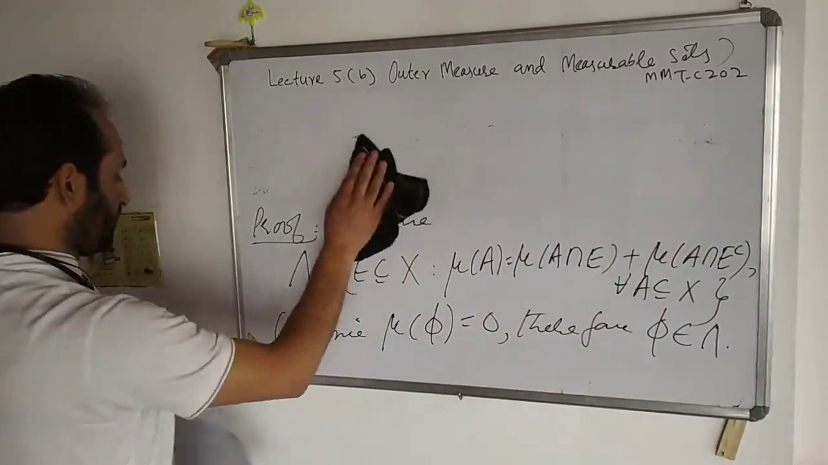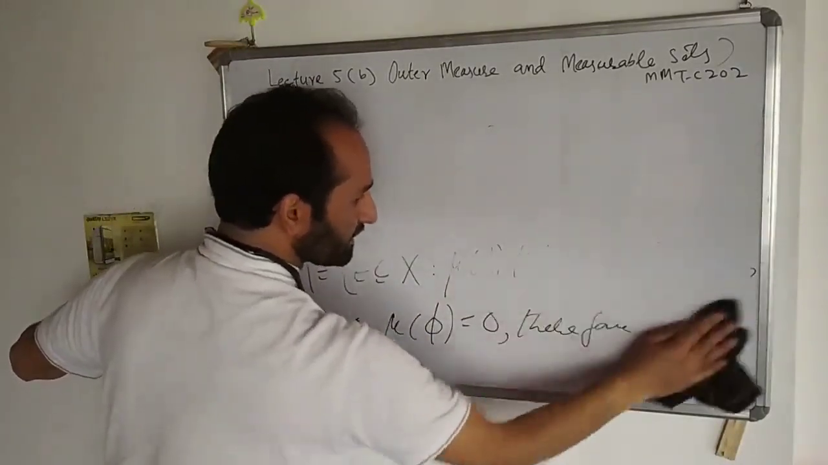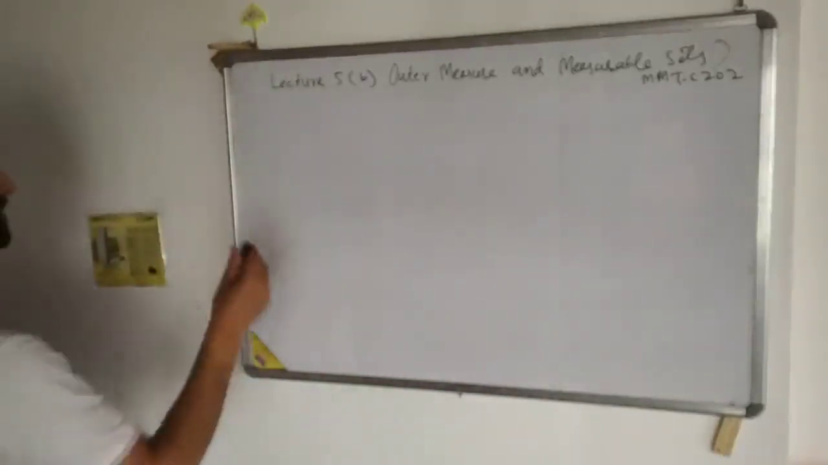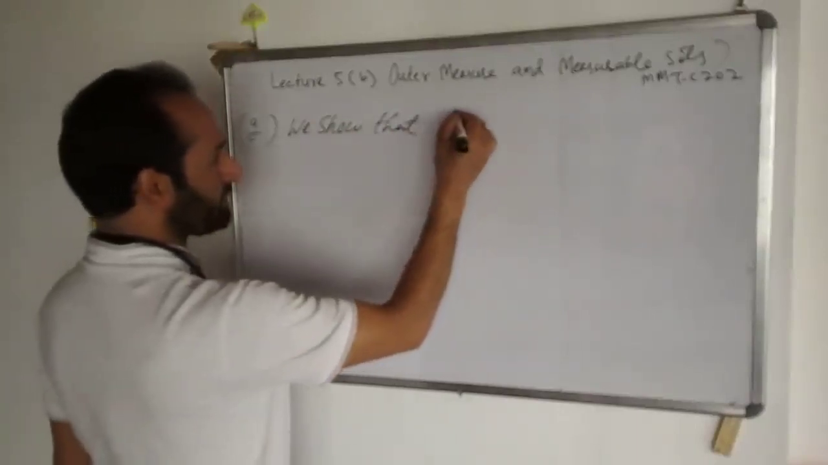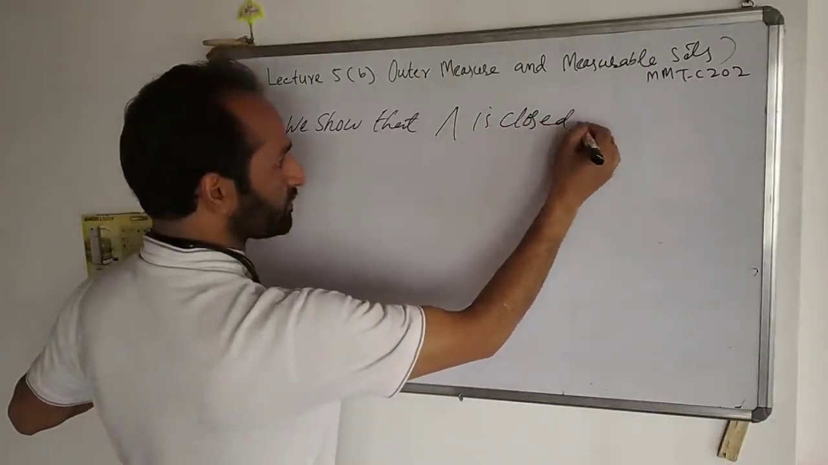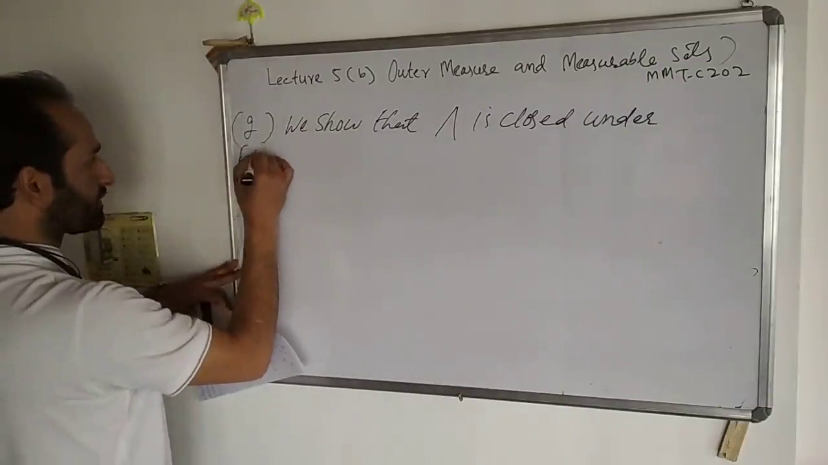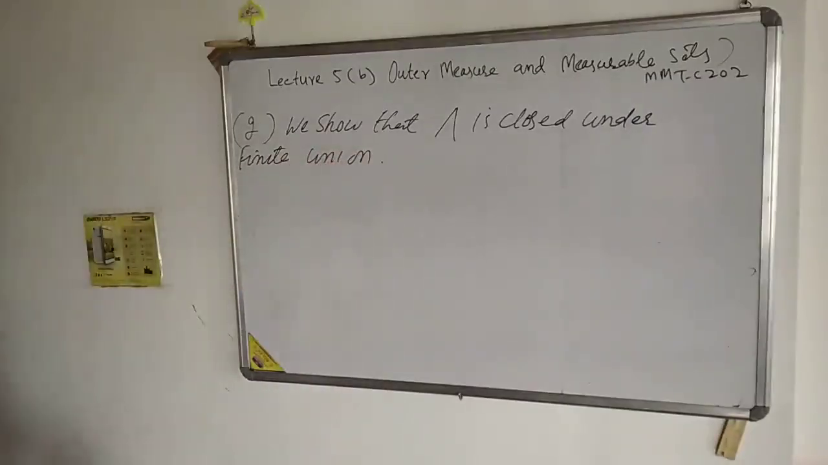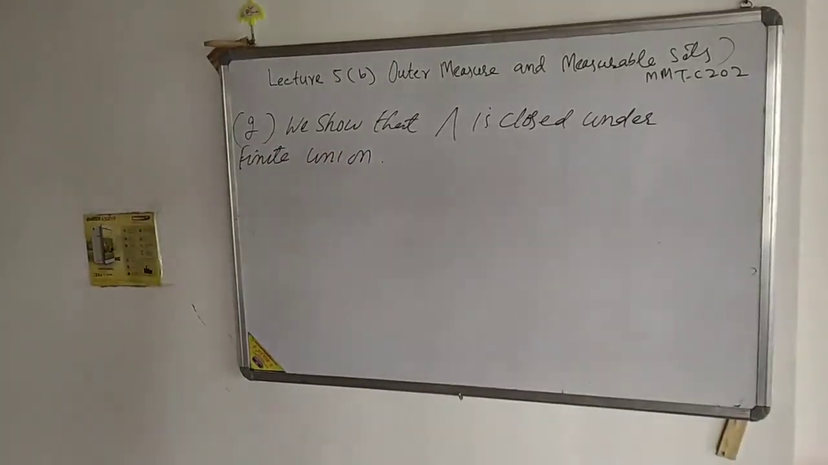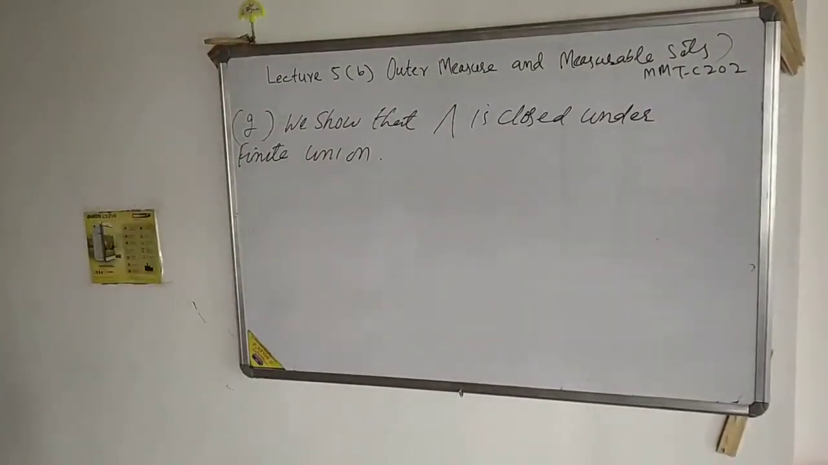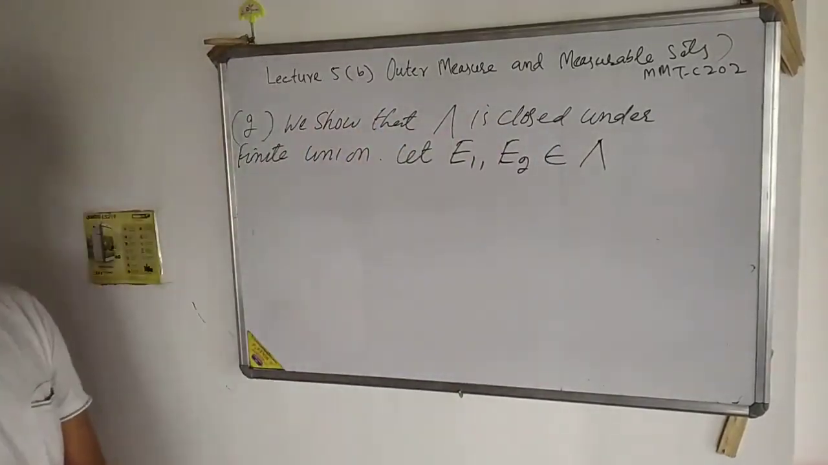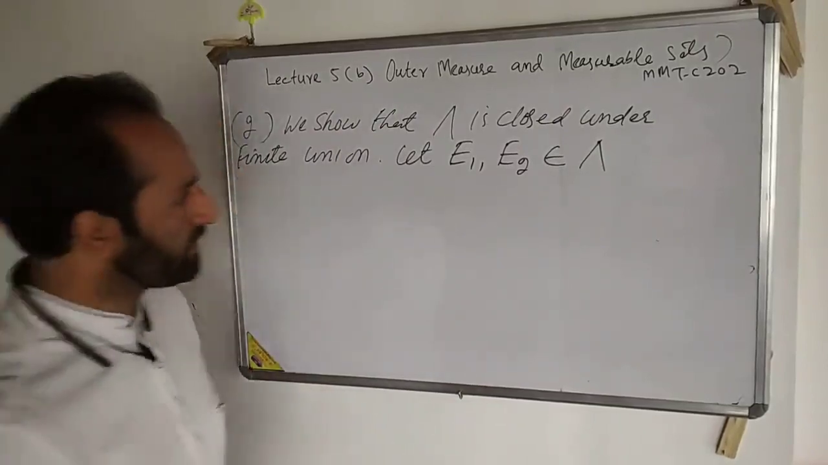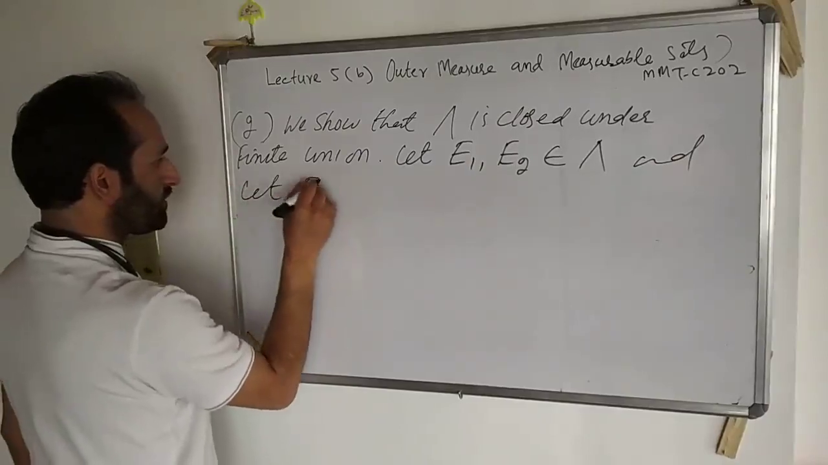In the next property, we will show that this collection of measurable sets is closed under finite union. So next property, we show that lambda is closed under finite union. Let E1, E2 belong to lambda. We show that E1 union E2 is also a member of lambda.